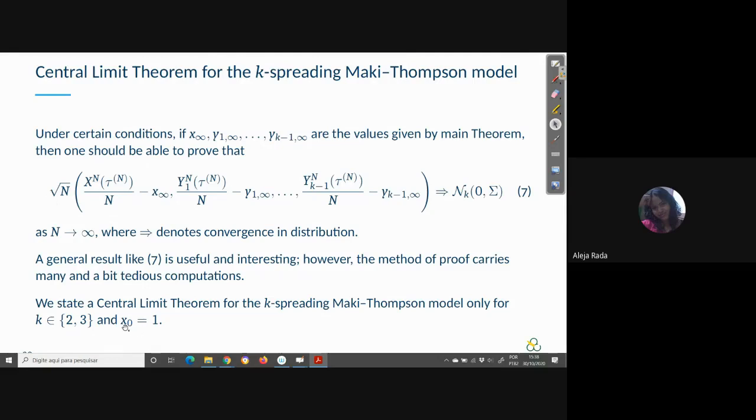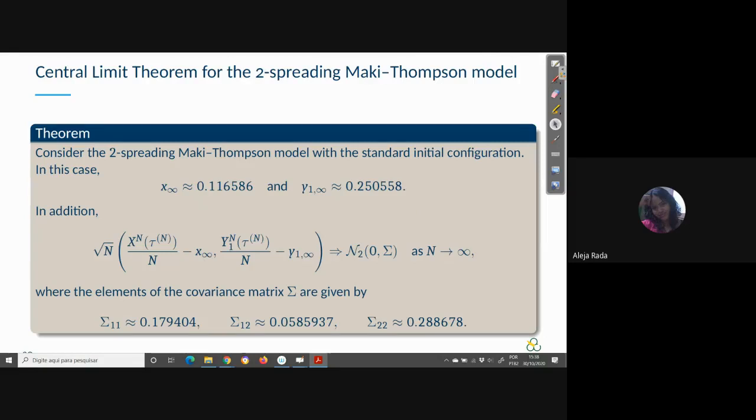An important thing is x0 is equal to 1. I mean, we consider only the standard initial condition. And we prove that for the 2 spreading Maki Thompson model, the proportion of ignorants is almost 12%, and the proportion of people who are one aware is close to 25%. In addition, we find the distribution: the proportion of ignorants and the proportion of one aware converge to a two-dimensional normal distribution with covariance matrix with these elements.